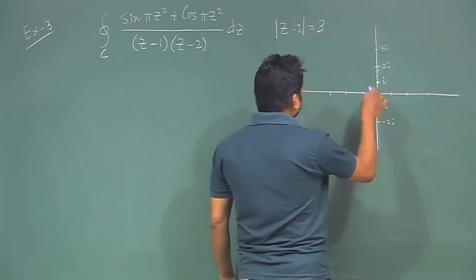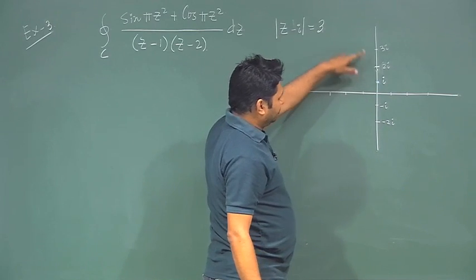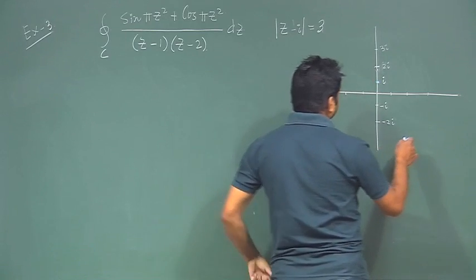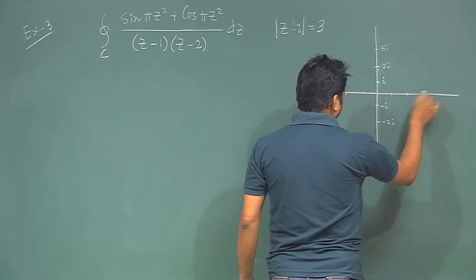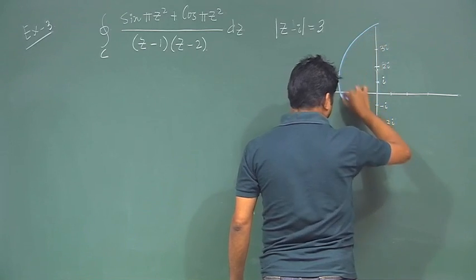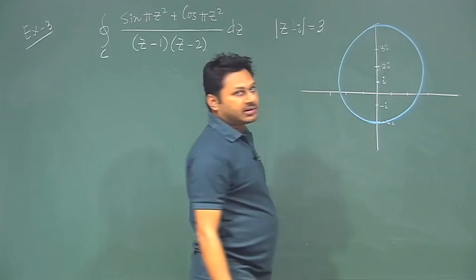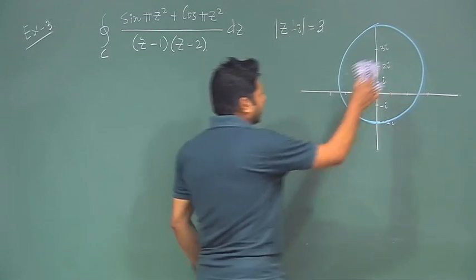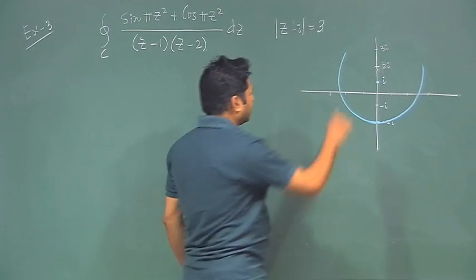So, |z - 1| = 3 means I will have a circle with radius 3. So, 1, 2, 3. Here the circle will be something like this, going something like this. Okay, this is the circle, so the upper part has gone up slightly. It should be something like this actually.